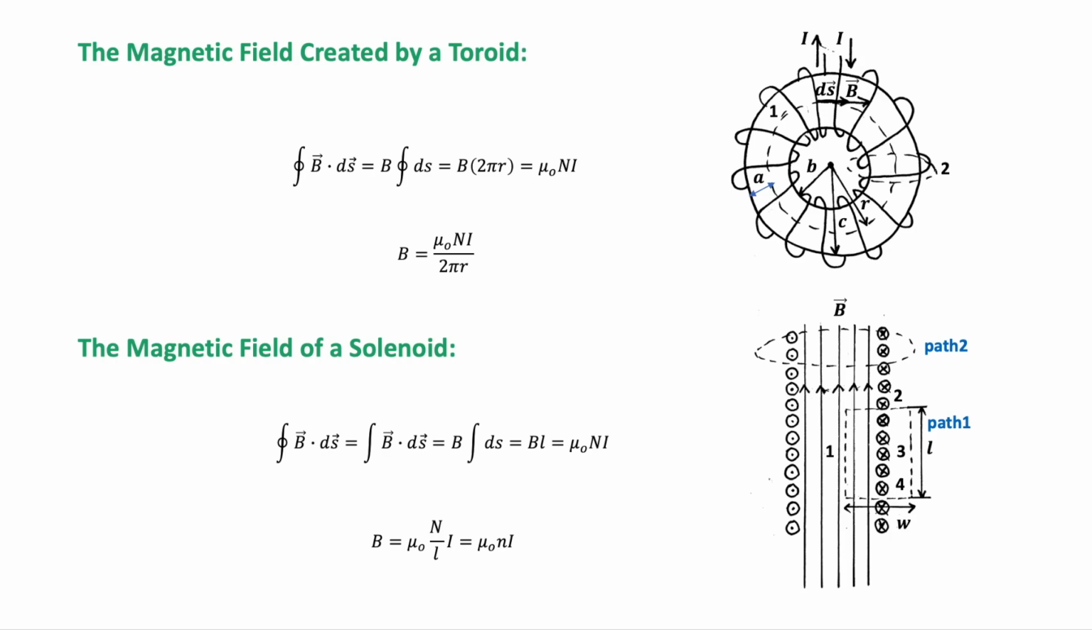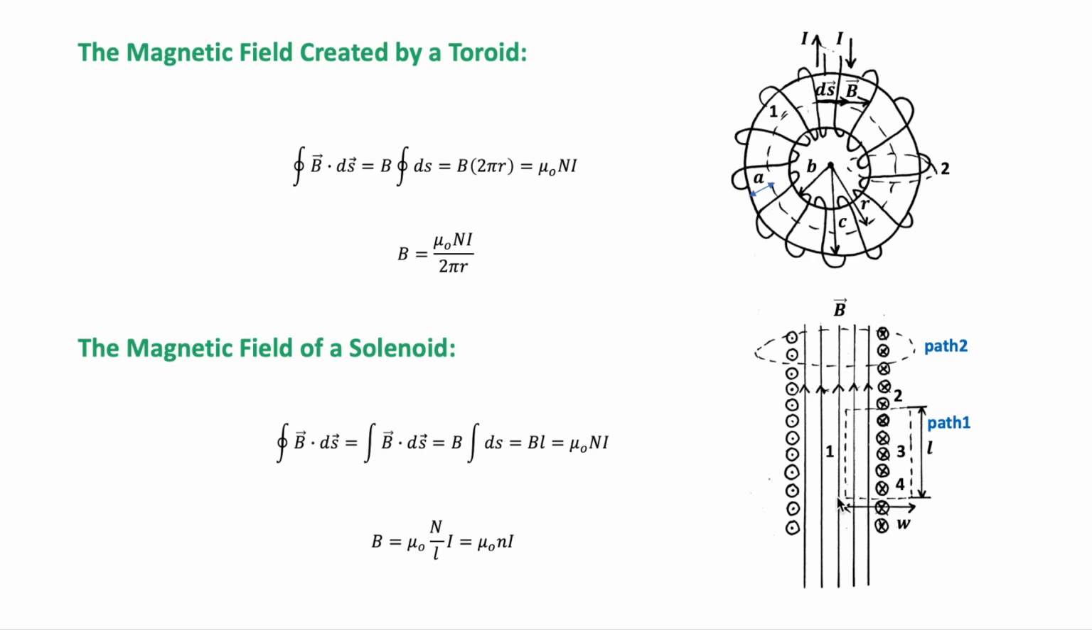Another configuration that can produce a uniform magnetic field is a solenoid, which consists of a long wire wrapped in the form of a helix, and the turns are closely spaced. So this is a helix. The wire is wrapped like that. Each turn represents a current loop, and the net magnetic field is the vector sum of the fields due to all of these turns.